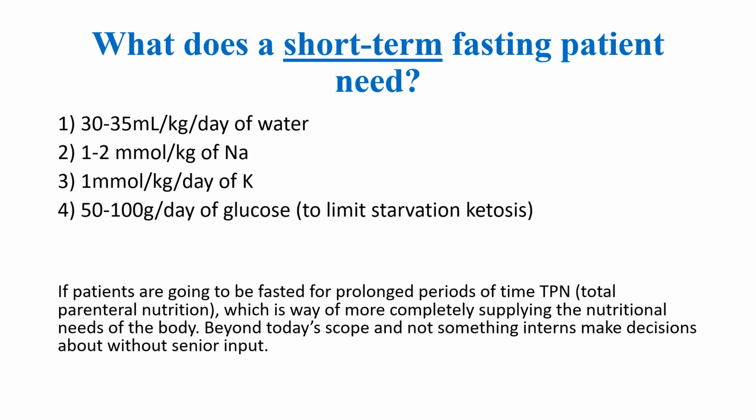I'd like to emphasize that this is for short-term needs for fasting patients, and patients who are going to be fasted for a prolonged period of time, that is, patients who might be fasted for maybe 3 days or longer after surgery while a bowel anastomosis heals, for example, they'll need something called TPN, total parenteral nutrition. And this is a way of more completely supplying the nutritional needs of the patient. That's going to be beyond the scope of today's lecture, and it's generally not something that interns make decisions about, not at least without a senior guiding you very closely.